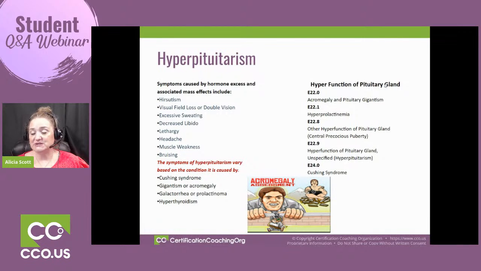Moving on from diabetes, we're still going to be talking about endocrinology, and we're going to talk about hyperpituitarism. This is an area where we see a lot of, it's not as common as diabetes, but we still see it a lot. I think we see hypo more than hyper, but we'll talk about that also.